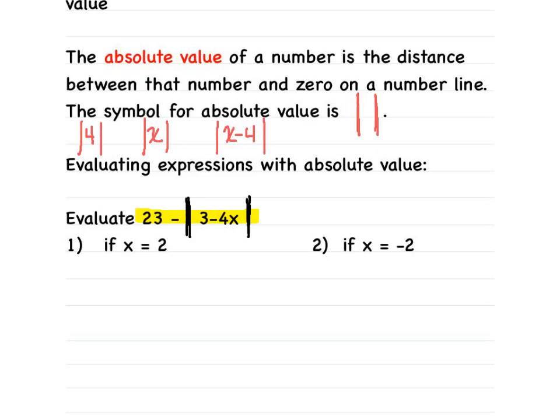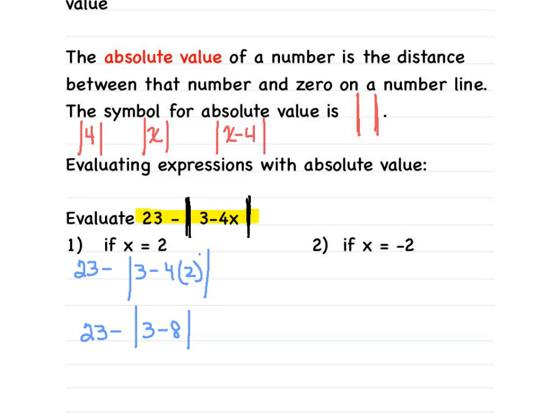So I have 23 minus the absolute value of 3 minus 4 times positive 2. All right, the absolute value bars are a grouping symbol, so we need to work within the grouping symbol first, and the first operation we will do is the multiplication. So let's write it down and do our first operation. 23 minus the absolute value of 3 minus 4 times 2 is 8.